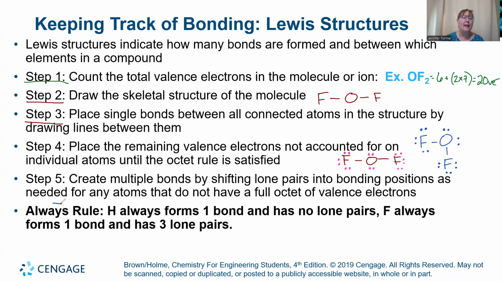And now down here, I have a couple of always rules. Hydrogen always forms 1 bond and has no lone pairs. Fluorine always forms 1 bond and has 3 lone pairs.